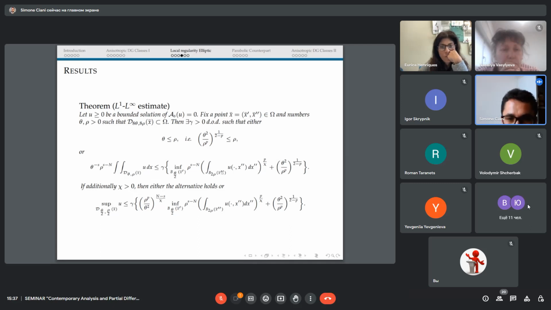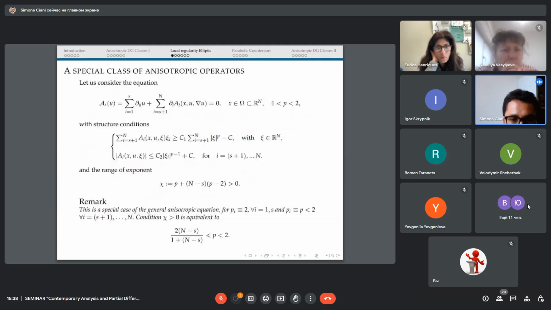or the L1 L infinity Harnack inequality happened, in which we bounded the L1 norm of u in this particular geometry, which is intrinsically scaled, by the L1 norm of u in a bigger ball in the second variables, plus a scaling argument. When the number chi is greater than 0, and for this we would like to see that chi was a number p plus n minus s times p minus 2. This number gives a condition on chi greater than 0, which is the same as this one.